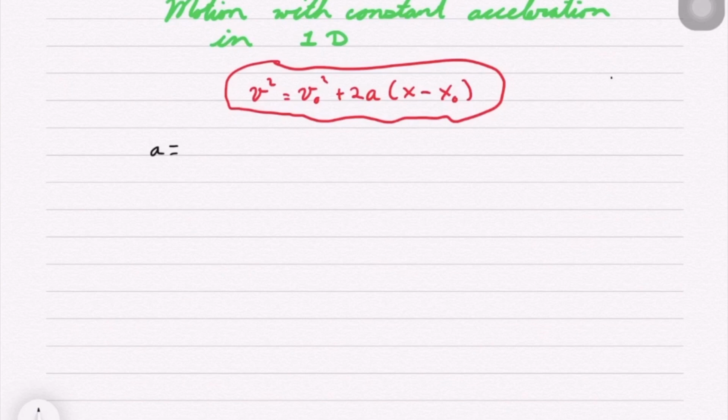So we can start out with the definition of acceleration. Acceleration is v minus v sub naught divided by t. If we multiply t by both sides, then we get rid of t on the right side. And if we divide by a from both sides, what we have is t by itself. t is equal to v minus v sub naught over a.